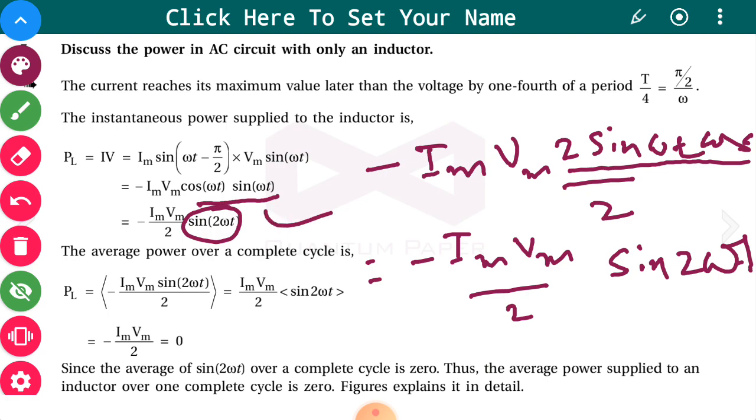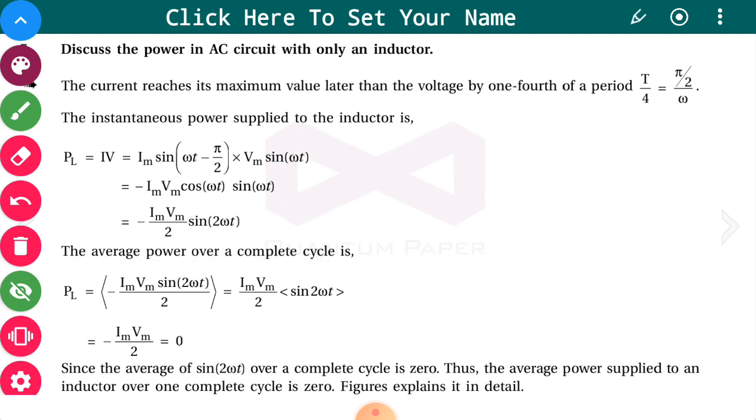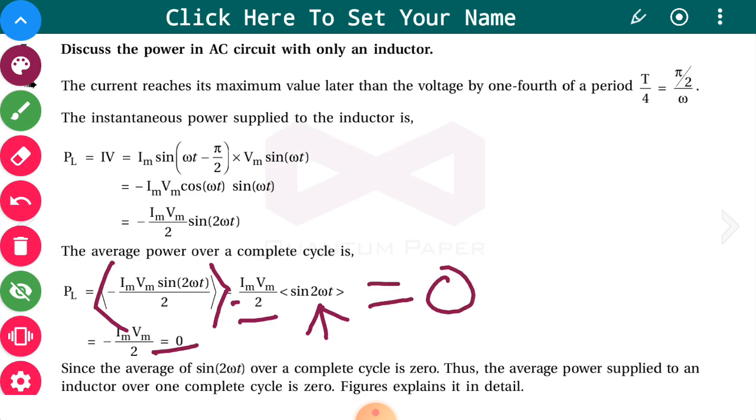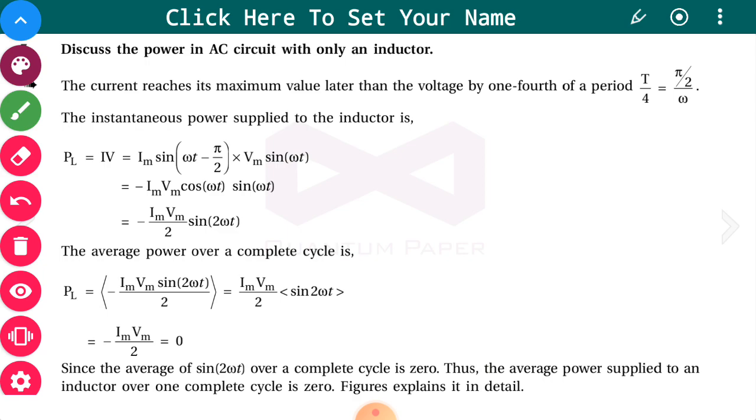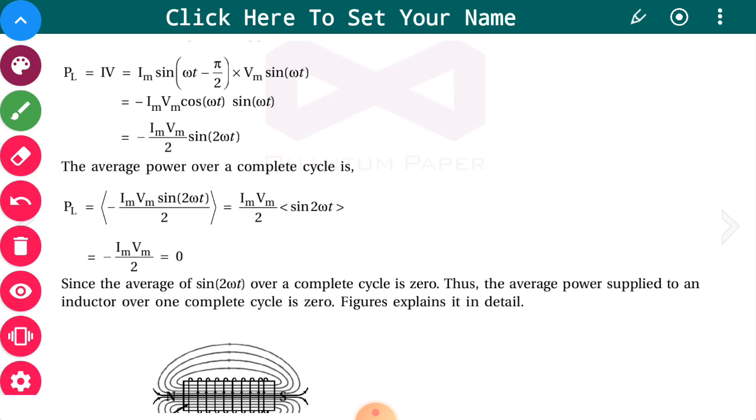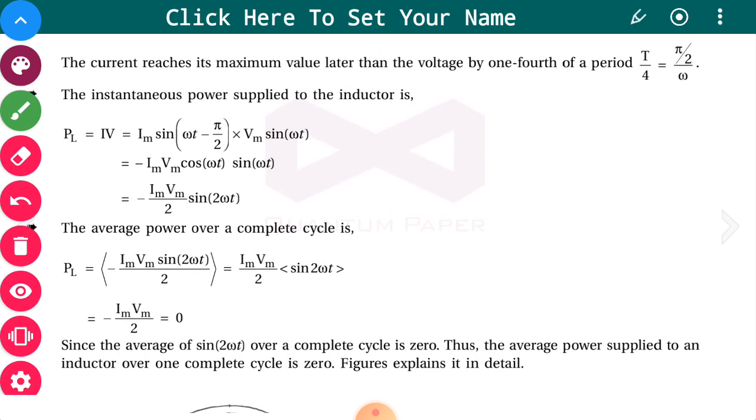Now if you find the average, as I have explained, the average of sine theta over an entire period is always 0. So we find the average power over a complete cycle, which we show by this bracket. Im Vm by 2 is constant, the minus sign is also taken out, and the average of sine 2 omega t is 0, so this will be equal to 0. So the average of sine 2 omega t over a complete cycle is 0, so the average power supplied to an inductor over one complete cycle is always 0. Okay, so this is very easy to understand.